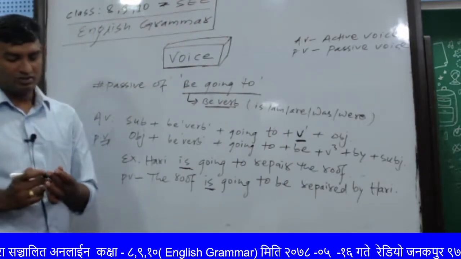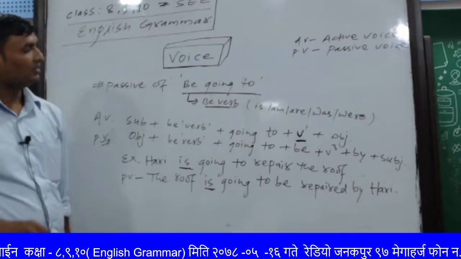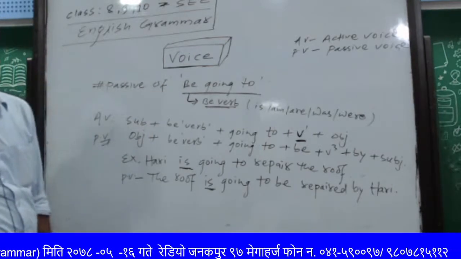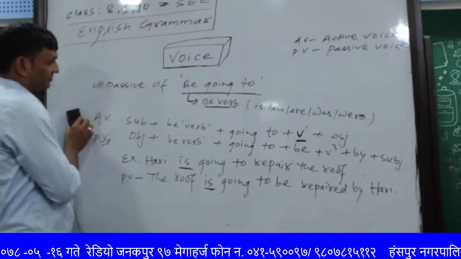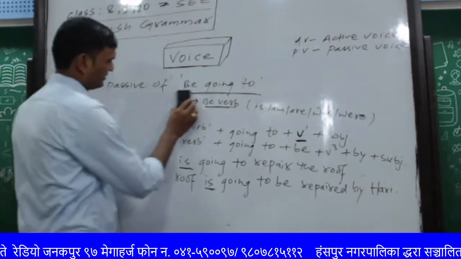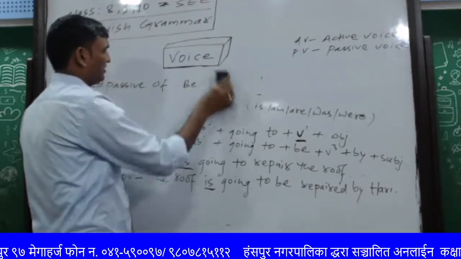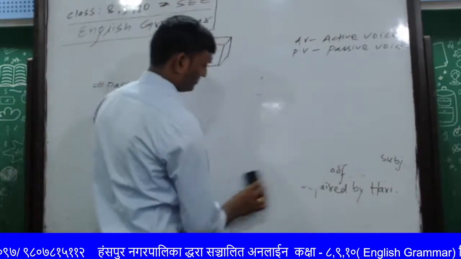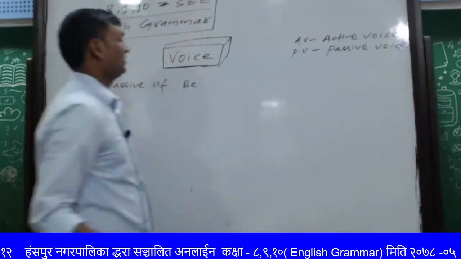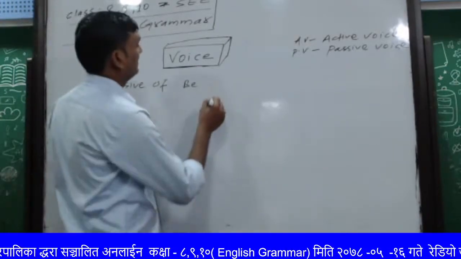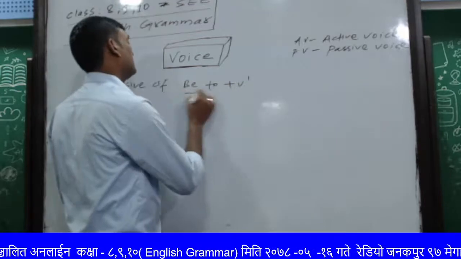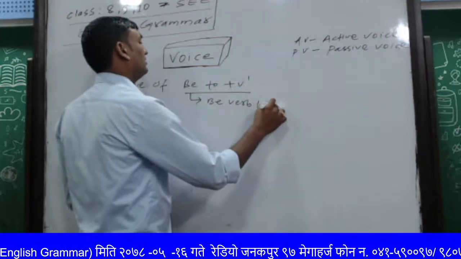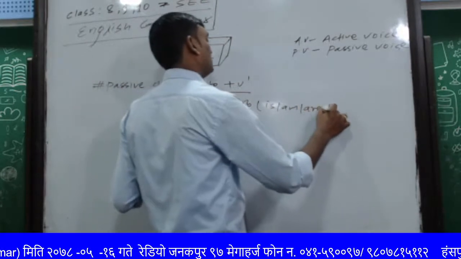So this is about passive of be going to future. Then passive of another, it means passive of be plus to plus V1. Passive of be plus to plus V1, and the be means again be verb: is, am, are, was, were.